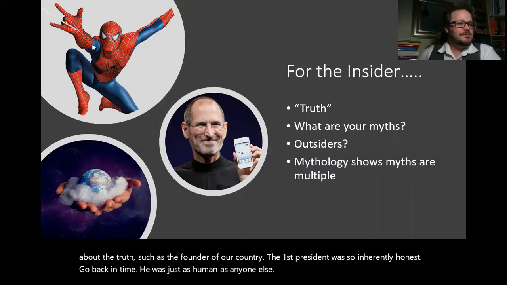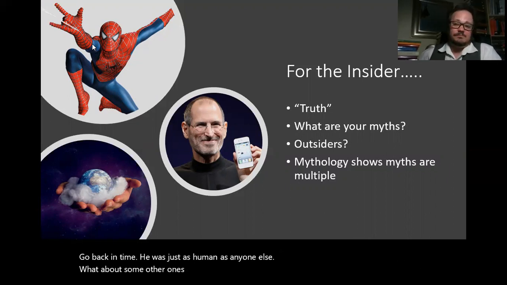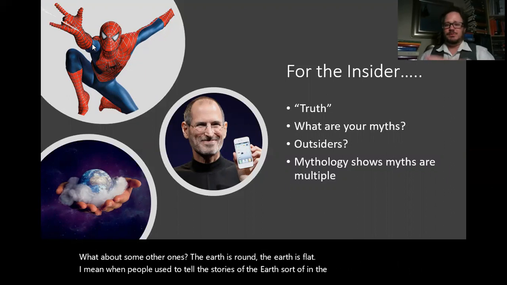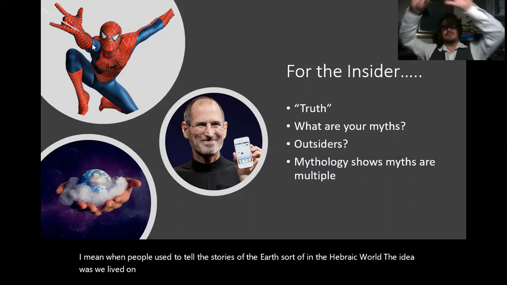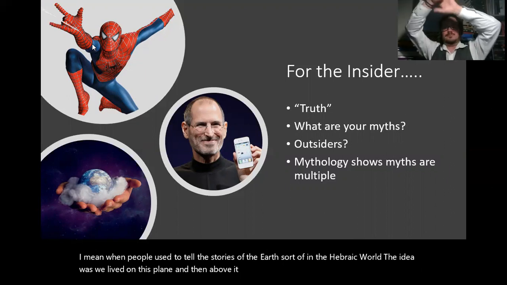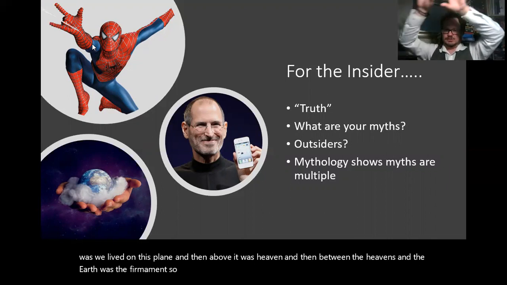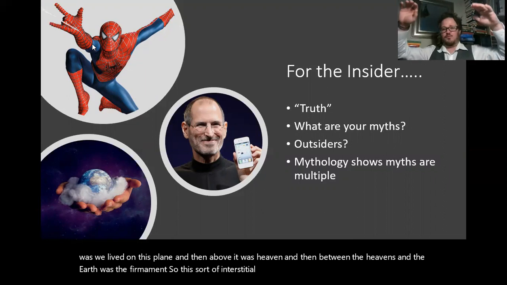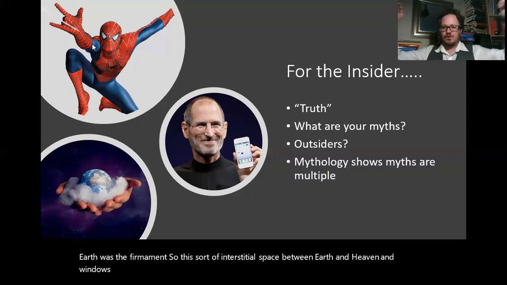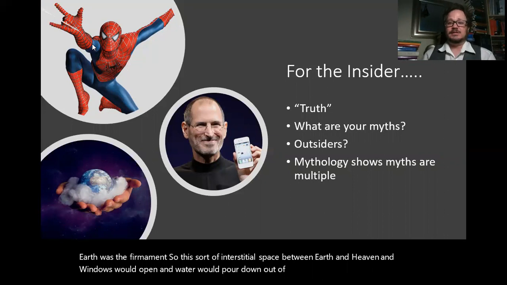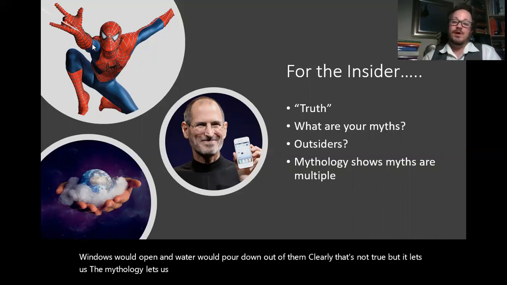So what about some other ones? The earth is round, the earth is flat. I mean, when people used to tell the stories of the earth, sort of in the Hebraic world, the idea was we lived on this plane, and then above it was heaven, and then between the heavens and the earth was the firmament, so this sort of interstitial space between earth and heaven, and windows would open and water would pour down out of them. Well, clearly that's not true, but the mythology lets us get into and try to understand the way people saw themselves in the world.